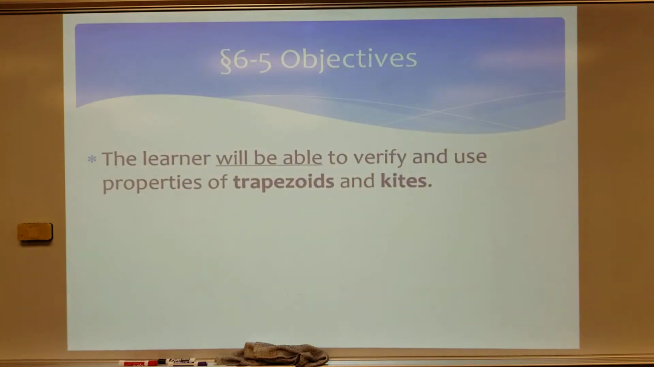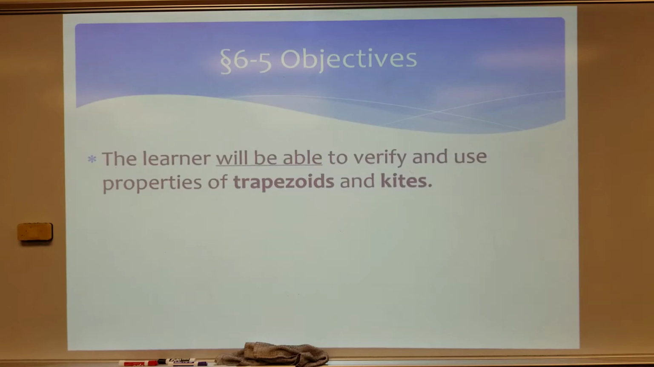And so I want to make sure that we wrap up this unit well. The key thing I want you to know is that you should be able to use and apply these properties for trapezoids and kites. All right. So trapezoids and kites are different animals. In kites, there are no sides parallel. In trapezoids, there's one pair of sides parallel.